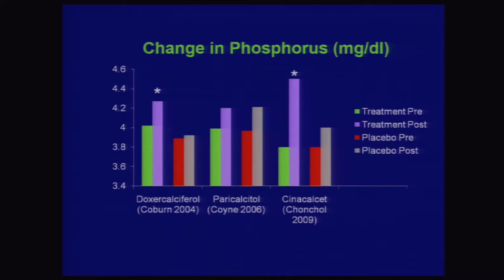And then also one needs to consider the incidence of hyperphosphatemia. So with administration of a D analog, serum phosphate levels did increase, and then not surprisingly, also with cinacalcet in pre-dialysis patients, serum phosphate levels did also increase.